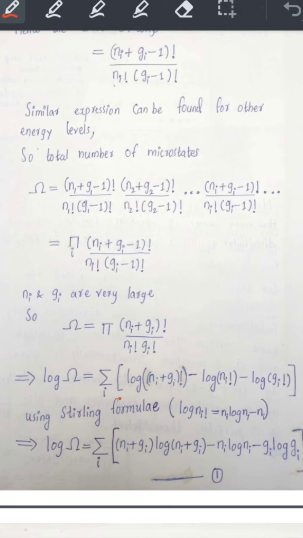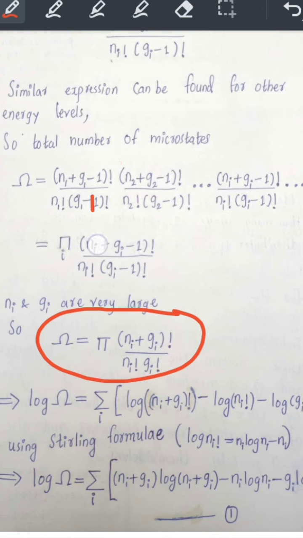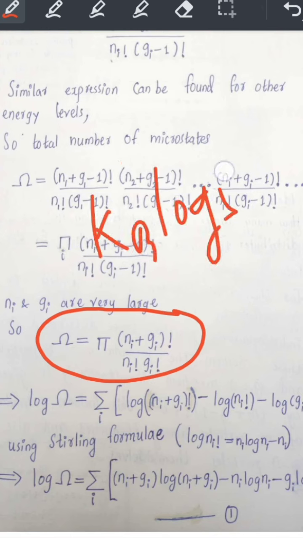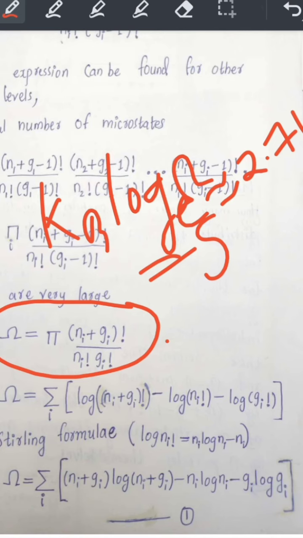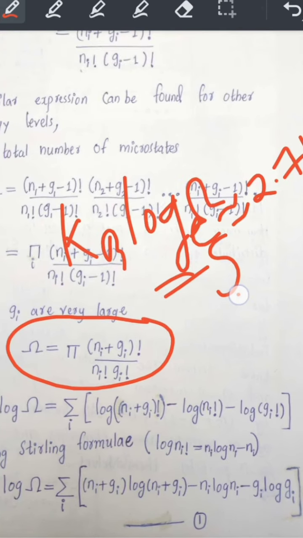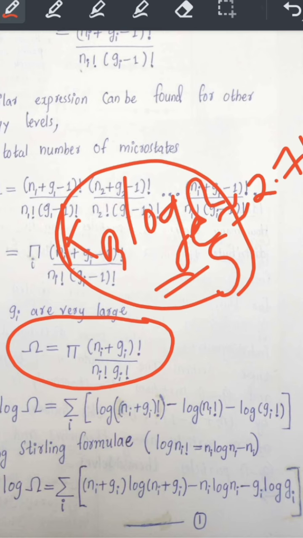As a next step, let me take the logarithm on both sides of this expression. You may ask why I take the logarithm on both sides. You already know that kB times log omega is actually the entropy of the system. And this logarithm is the natural logarithm, meaning it has the base e, and you know that e is approximately equal to 2.71. And you know what this expression means: if the system has a large number of microstates omega, then its entropy is also large.